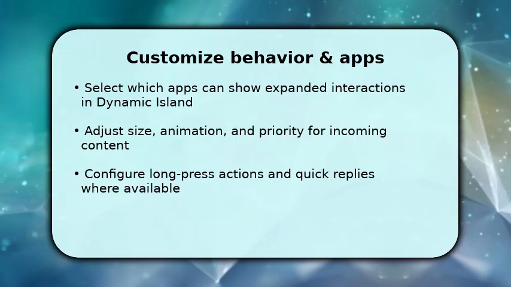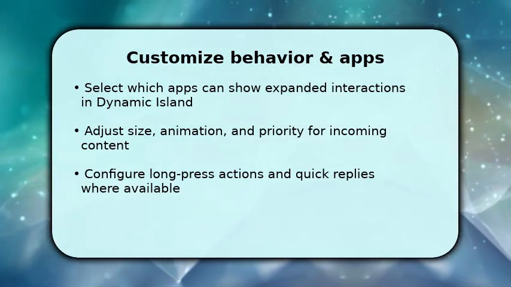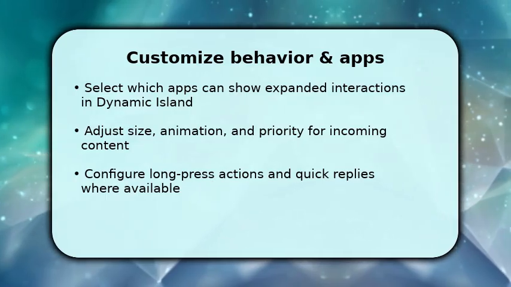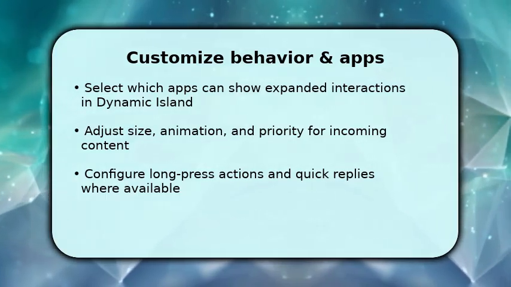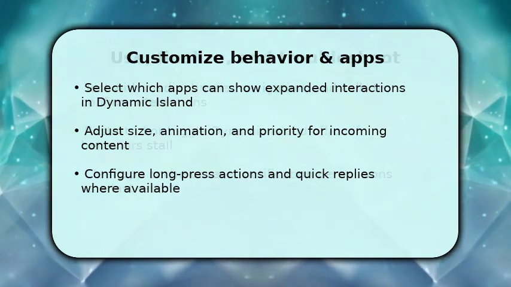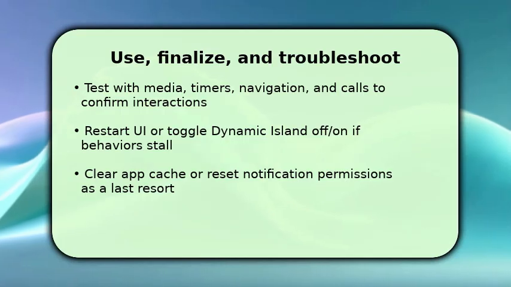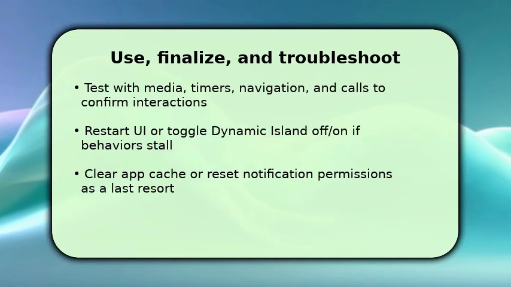For messaging and call apps, enable long press or swipe gestures to reveal quick replies and controls. Because app-level permissions control richness, make sure each app's notification style is set to show full content for the best experience. Finish by actively using Dynamic Island across common tasks so you internalize gestures and responses.